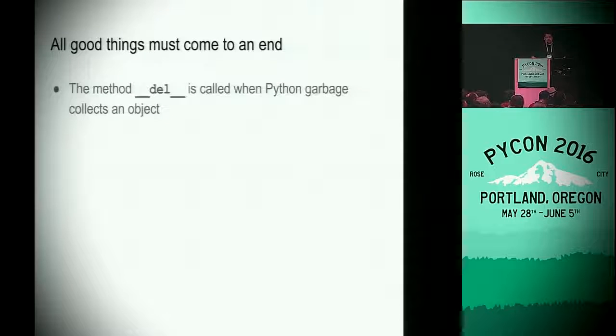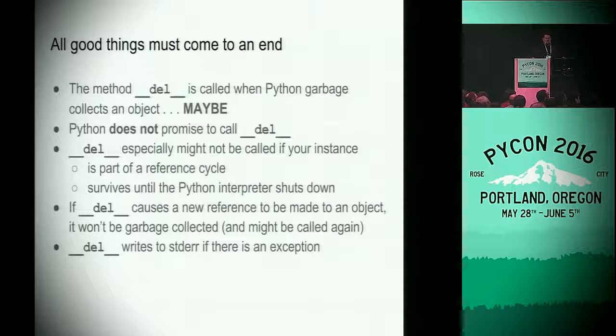And our little instance had a good life. It was half. It halved itself and became quarter. But eventually, it's going to fall out of scope and get garbage collected by Python. The method __del__ is called when Python garbage collects an object, maybe. Python actually doesn't promise to call __del__ under any circumstances. It is not as apt to be called if you had a reference cycle in CPython, because it doesn't know when to call them. It's less apt to be called if your objects survive and the interpreter is coming to a stop.